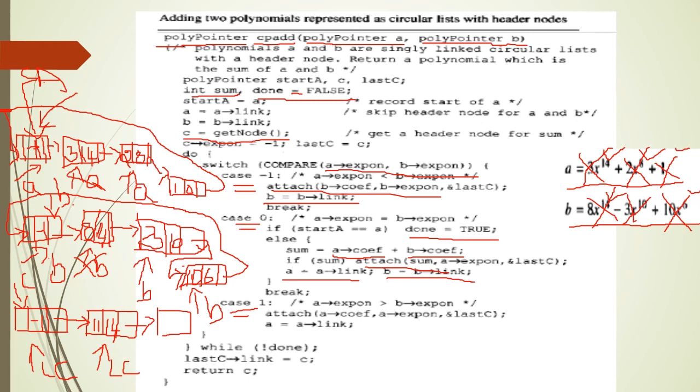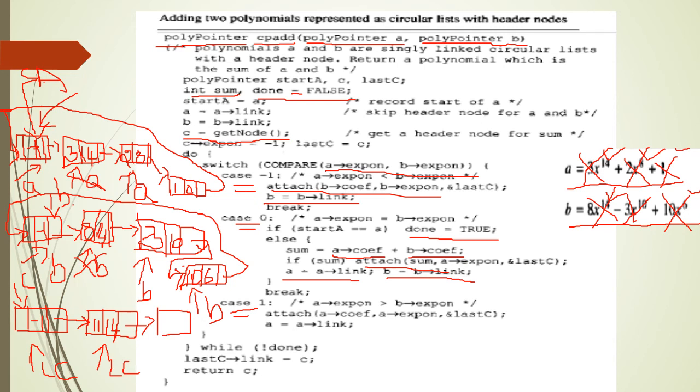Here in case 0, before adding the coefficients, it will check whether start a is equal to a. If start a is equal to a, it means we have already considered all the terms of the polynomial. So therefore done is equal to true, it does not go to the else part, it will execute done is equal to true and then break. When this case breaks, it goes to the while loop, and in the while loop the done value becomes true, so not of true becomes false.